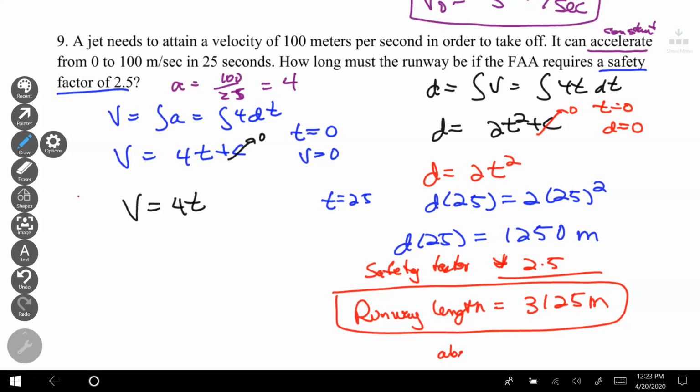It's just a little bit short of 2 miles, which makes sense. I do not want a runway that does not have the safety factor built into it. I don't want a runway that's only 1,250 meters. I want to make sure that it has extra time to take off.